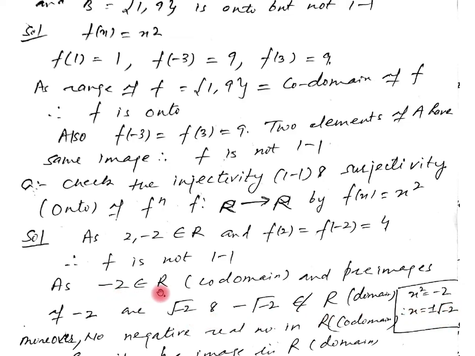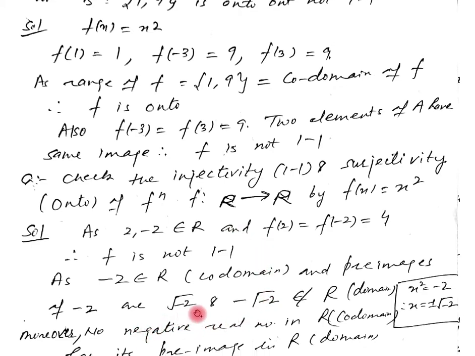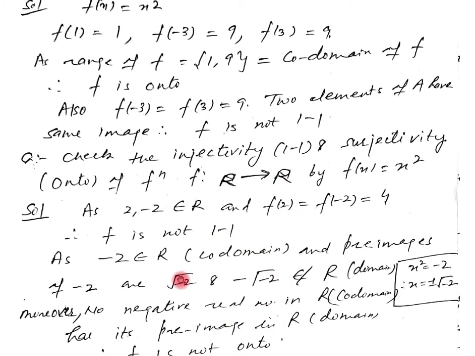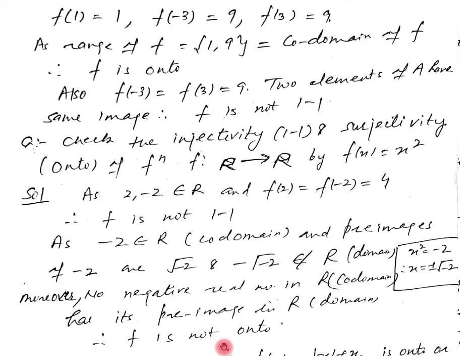Now as minus 2 belongs to R, what are the pre-images of minus 2? The pre-images of minus 2 are under root minus 2 and minus under root minus 2. These are two complex numbers, which do not belong to R. So we can say the function is not onto. Moreover, whenever we consider any negative number from the set of real numbers, it does not have its pre-image in the domain, so we can say the function is not onto.